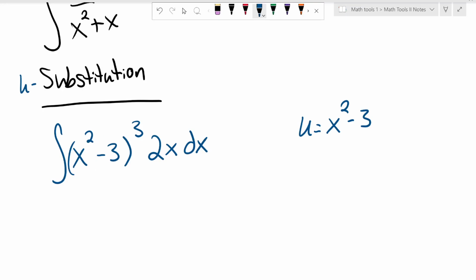Then we don't have to worry about multiplying it out, right? We don't have to worry about having a binomial and having to do all that multiplication with the distributive property or the foiling or whatever.